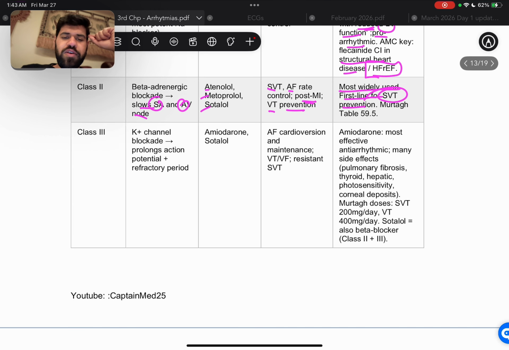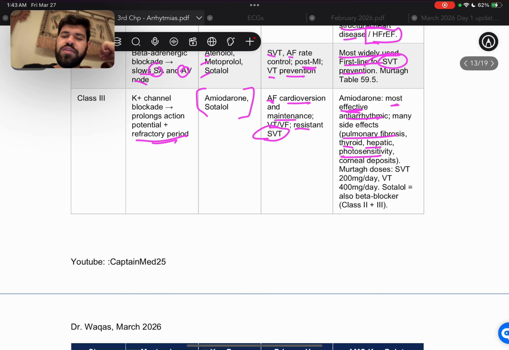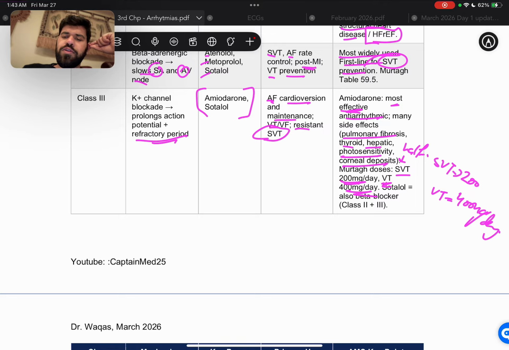Now, potassium channel blockade, which is going to prolong the action potential and refractory period. So amiodarone, sotalol: AF cardioversion and maintenance, VT/VF, and resistant SVT. Amiodarone is the most effective antiarrhythmic, with many side effects such as pulmonary fibrosis, thyroid, hepatic, photosensitivity, corneal depositions. For SVT, we have 200 mg per day, but for VT, we have 400 mg. So SVT is 200, and VT is 400 mg per day. Sotalol is also a beta blocker, class 2 plus 3.